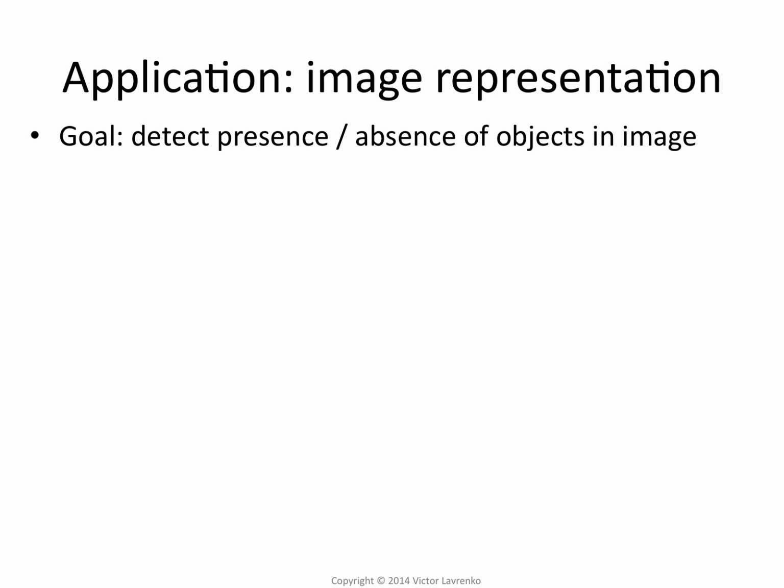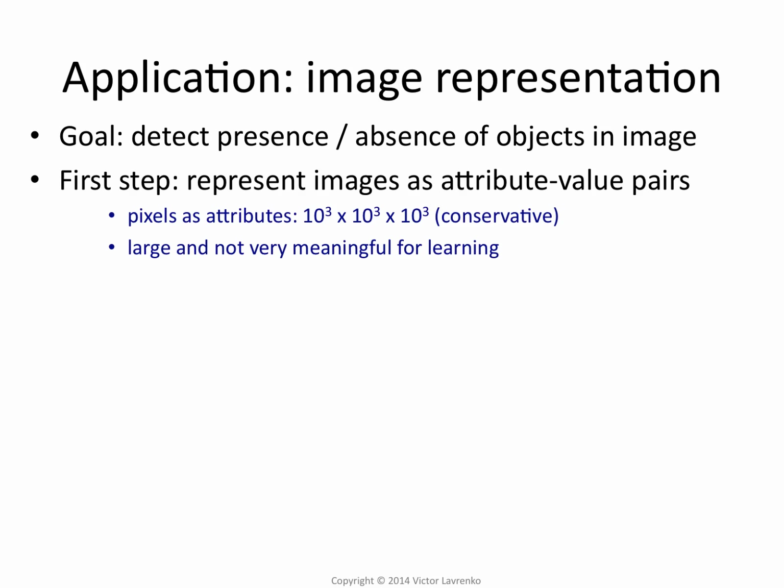That was intrinsic evaluation. Now let's look at extrinsic evaluation, how you can use clustering to help you do something else. We're going to talk about using clustering for image representation. Suppose that your task is you get a bunch of photographs, and your goal is to detect presence or absence of certain objects in those photographs, or automatically annotate the images. As a first step, of course, you have to take your images and represent them in some way. So we have to come up with an attribute value representation for each image.